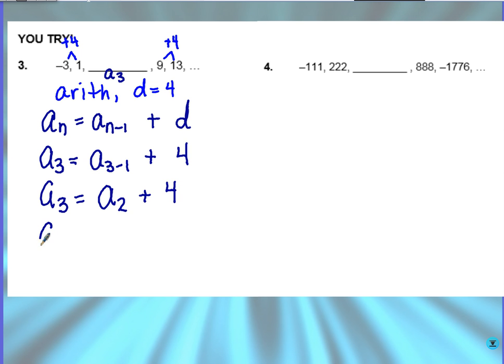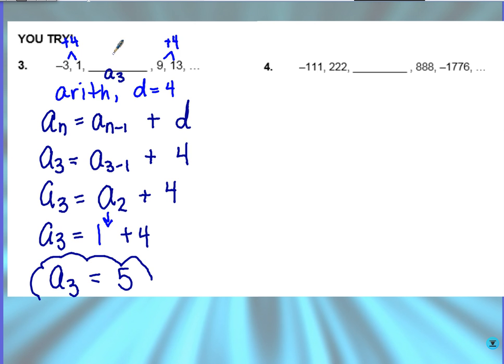One more. To get to the third term, we need to know the second term. Well, in this case we do. It is 1. So 1 plus 4. Lastly, the third term is 5. And there you go. You can also put it up here now if you'd like.